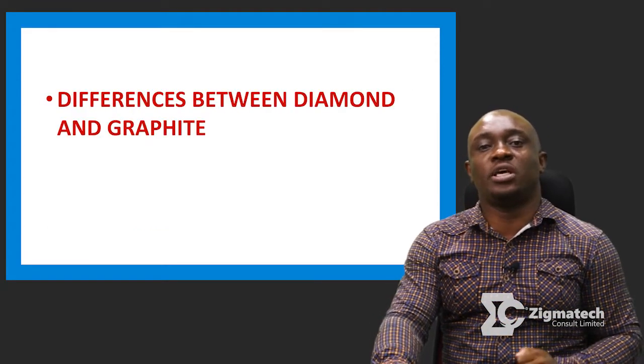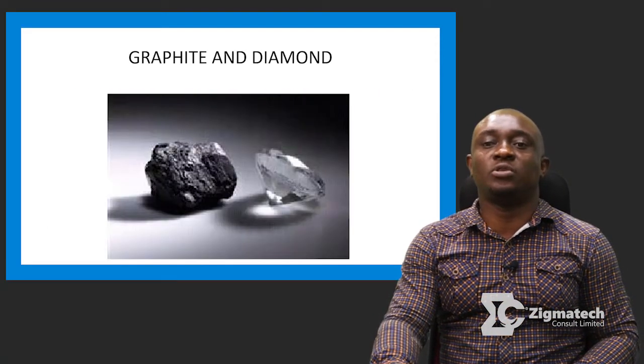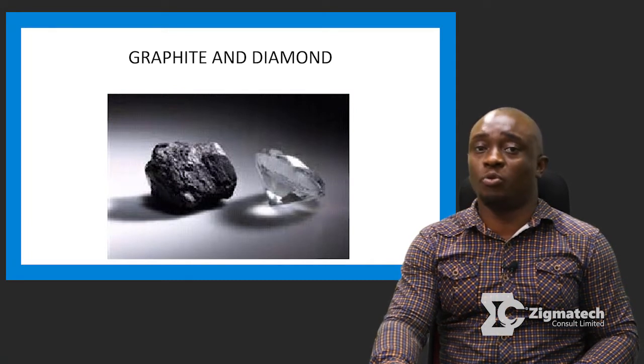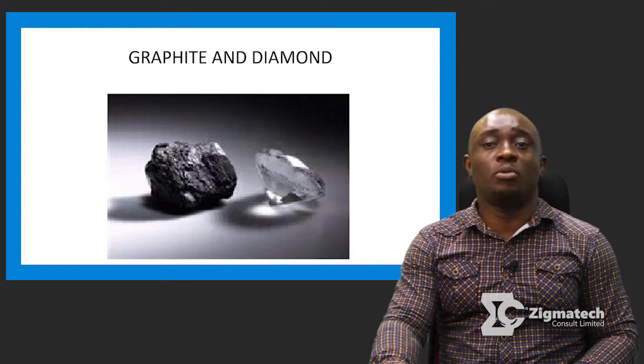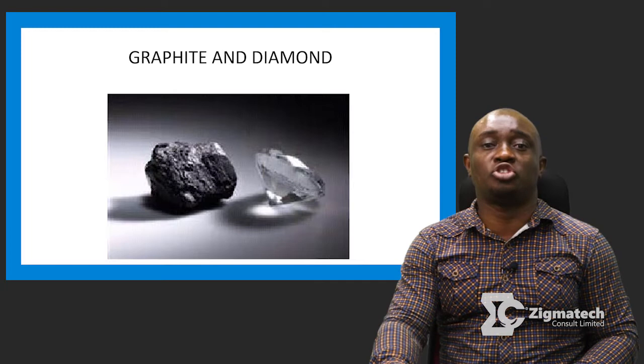The difference between diamond and graphite. We will start with their nature. If you look at this picture, you see that graphite is black and opaque. It does not allow light to pass through, but diamond is transparent and it can allow light to pass through.